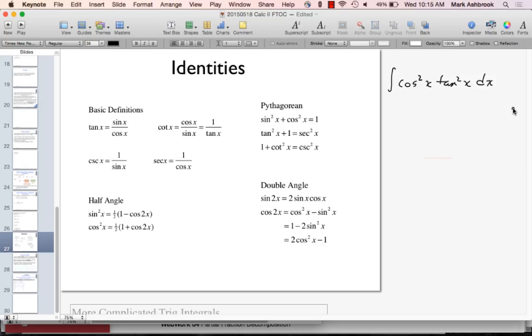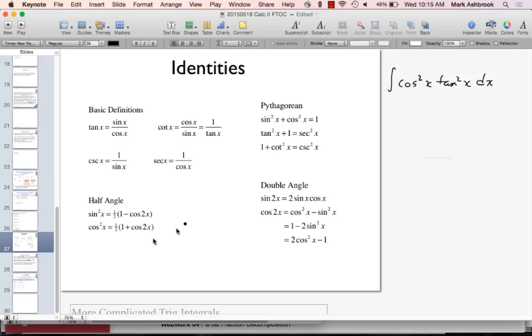Okay, good. So he recognized we have some different choices here. Look, cosine squared, we could use the Pythagorean identity and say it's 1 minus sine squared. Doesn't look like it makes it any easier. Cosine squared is also equal to 1/2 (1 plus cosine 2x).